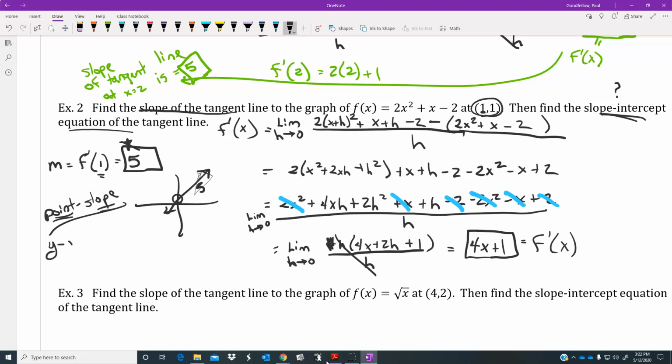y minus y1 equals m times x minus x1. There's your point slope formula. Or y minus 1 equals 5 times x minus 1. And then ultimately, those are the ones from the point. If I distribute and write the slope-intercept, it'd be y equals 5x. That would generate negative 5, but then if I added 1, I'd get minus 4, and that is the slope-intercept equation for the tangent line that touches that graph.